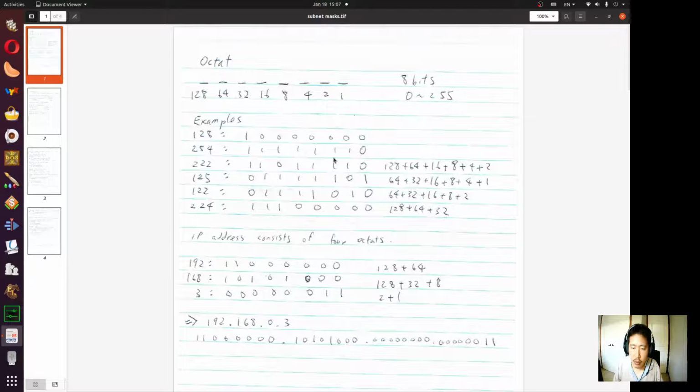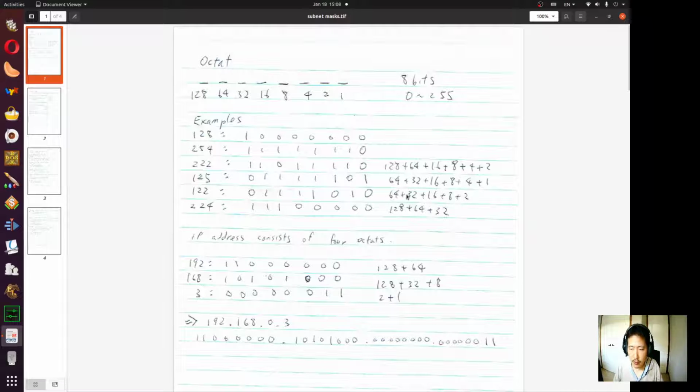The other one, you need to put a bit of effort. 222 is equal to 128 plus 64 plus 16 plus 8 plus 4 plus 2. So you just turn on the digit corresponding to these. So you get 1 1 0 1 1 1 1 0. Similarly, you get 125, which is 64 plus 32 plus 16 plus 8 plus 4 plus 1. So you turn on those digits.